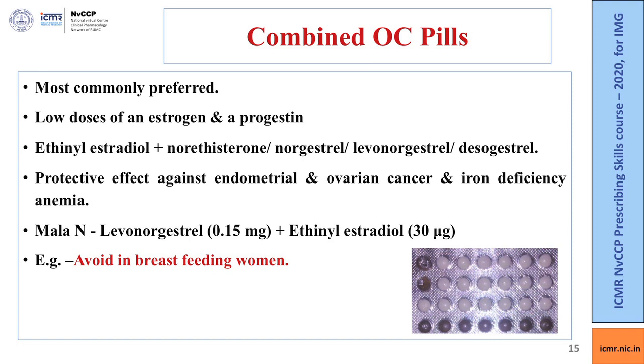Each strip of Mala N contains 21 hormonal tablets and 7 non-hormonal iron tablets. One pill is to be taken every day for 28 days. It is important for an Indian medical graduate to remember that OC pills should not be prescribed in breastfeeding women.